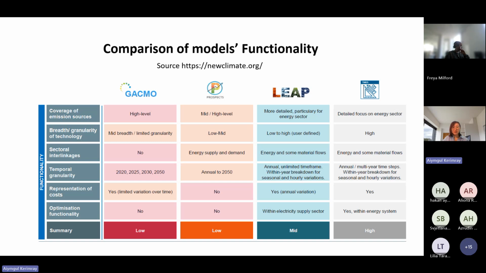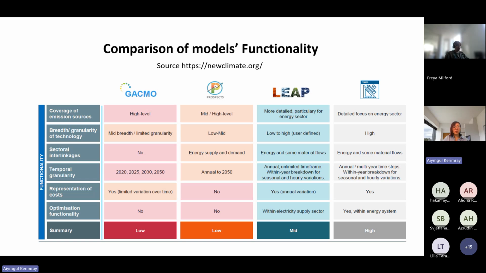In terms of the costs, GASMO have costs, but with limited variation of time. Prospects does not account for costs, and LEAP and TIMES, both models account for costs. In terms of the optimization functionality, GASMO and Prospects don't allow to optimize the solution, while LEAP and TIMES provide this functionality.